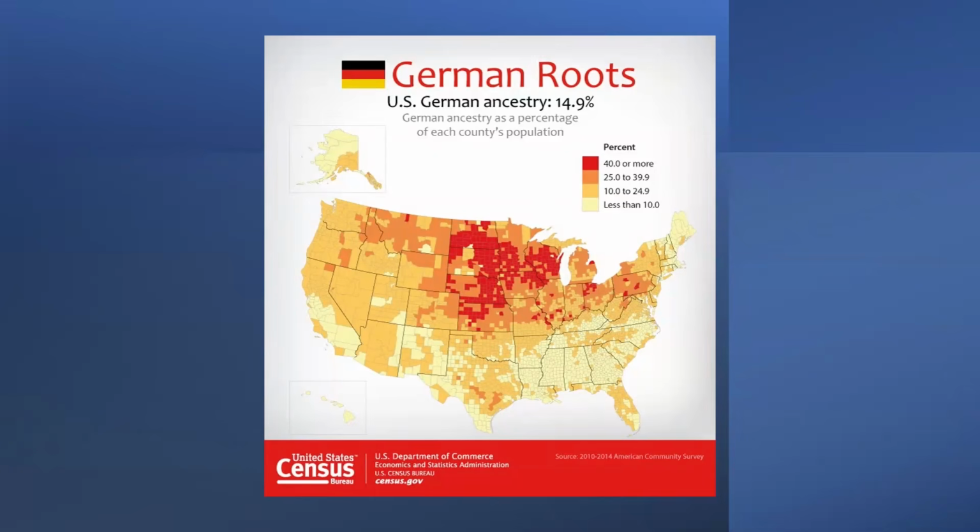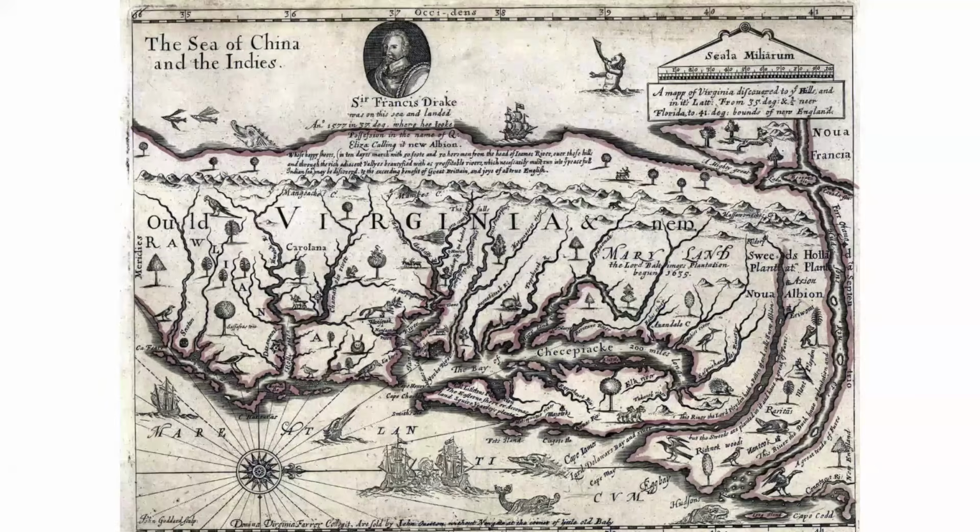And this map shows the distribution of people claiming ancestry in the US according to the Census Bureau. You can see that there are people with German roots in every corner of the country, while the highest concentration live in the Midwest. The first German immigrants to the United States, before it was even the United States, arrived in 1607 in Jamestown with English colonists.